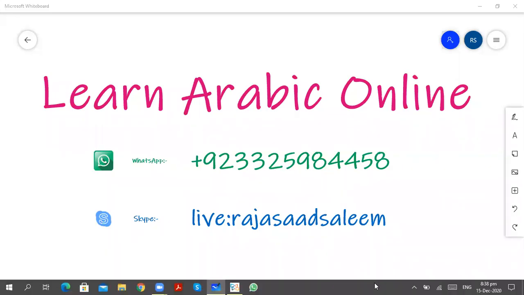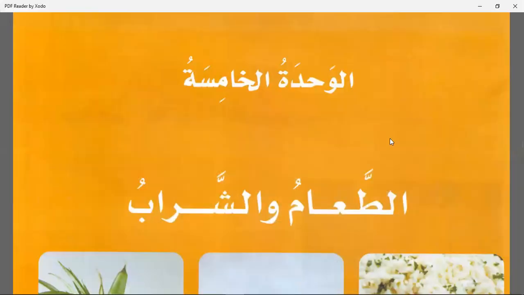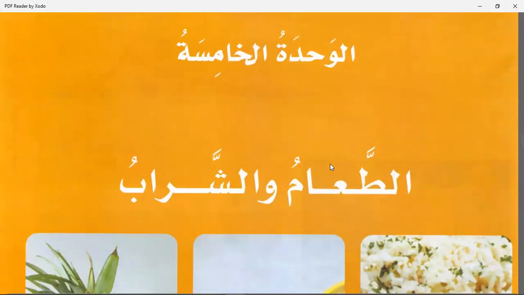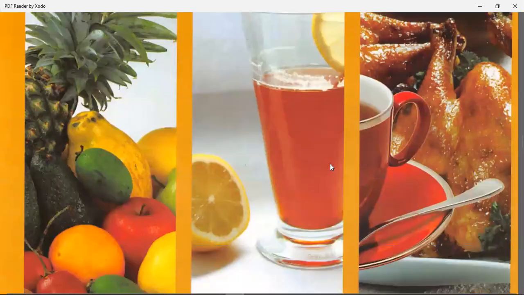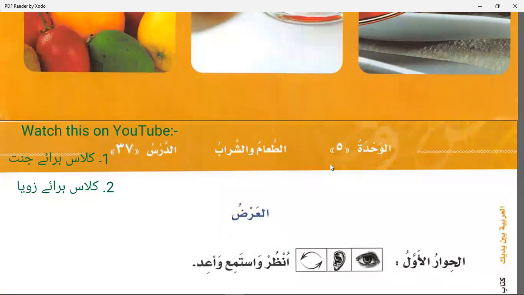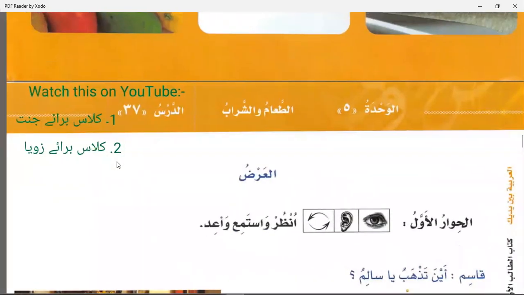Bismillah ar-Rahman ar-Rahim. Now we'll start al-Wahdatul Khamisa, fifth unit. At-Ta'amu wa-Sharabu, foods and drinks. Ad-Darsu al-Sabi wa-Salasun, 37th lesson.